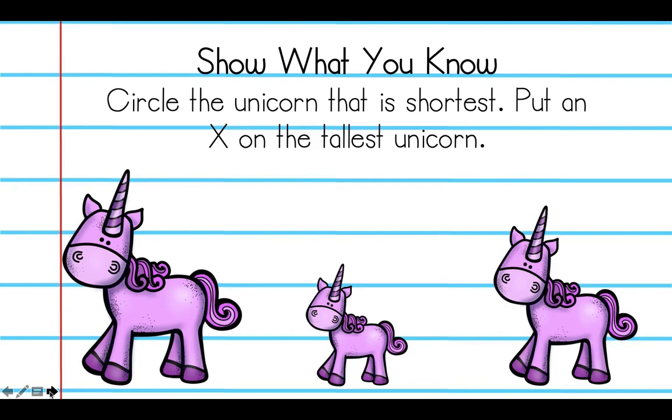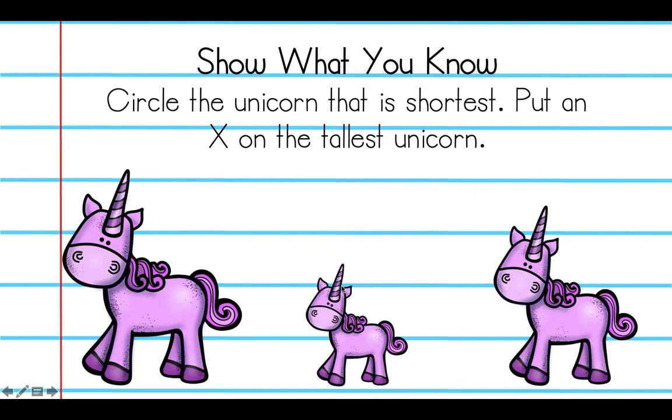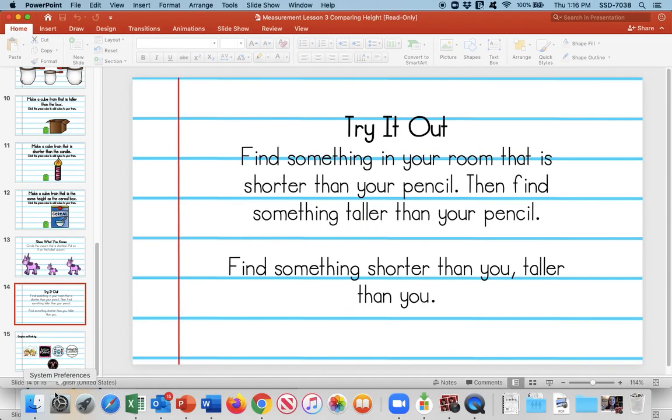Show what you know. Circle the unicorn that is shortest. So which one is shortest out of all three? If you picked this one, that is correct. Oh, all right. I can't get my pen right now. So this one is the shortest. This is the one we would circle. And the tallest would be this one. We would put an X. Very good. Excellent. You did great.